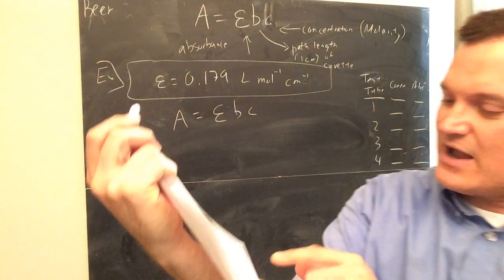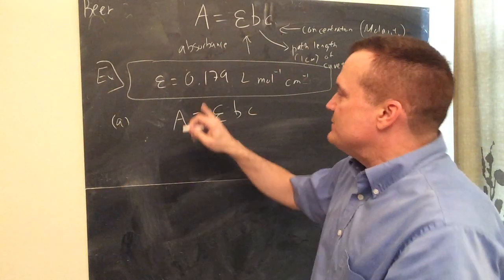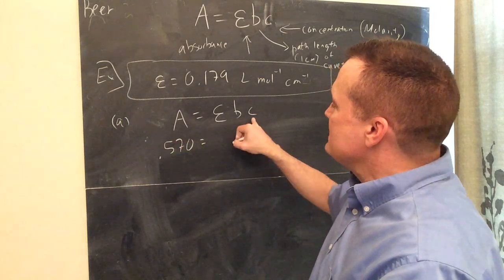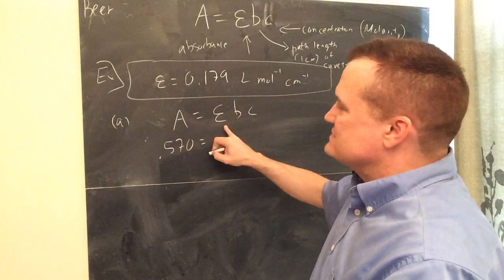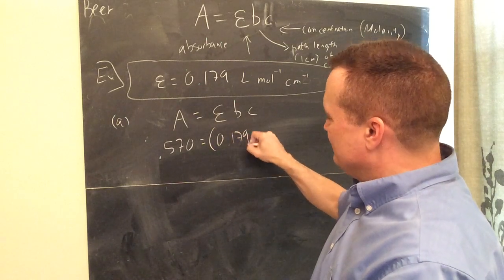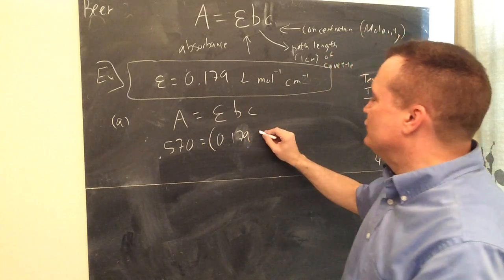It says, I'll calculate the concentration. The absorbance is 0.570. So say you put it in the machine, and the absorbance is 0.570. What is the concentration? Well, this is so easy, I hope. 0.179. If you want to write the units, you could.